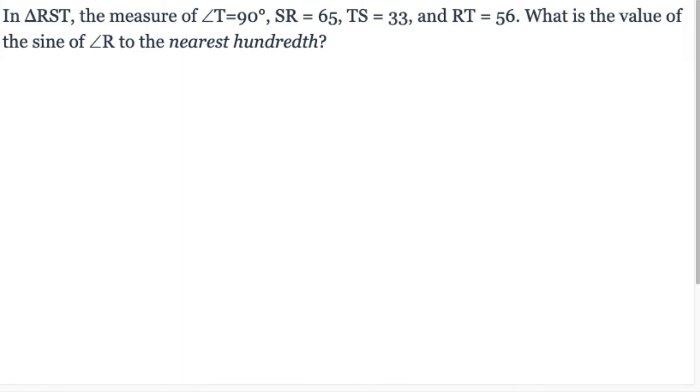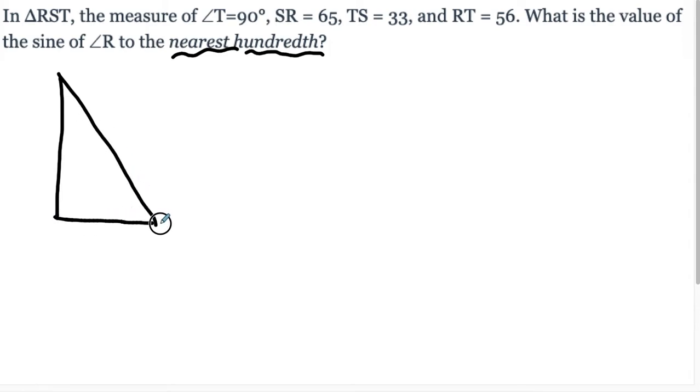It says in triangle RST, the measure of 90 degrees is on angle T, and then SR is 65, TS is 33, and RT is 56. What is the value of sine of R to the nearest hundredth? So they want you to actually divide that. First we make a right triangle because it doesn't show. To the best of your ability, mark where the right angle is. The right angle is T, and then this must be S, and this must be R. It doesn't really matter if that's R or S.